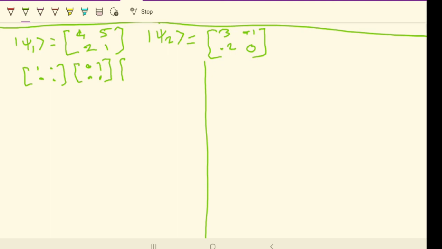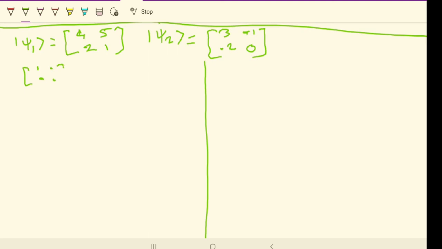Okay, now can I use the same matrix representation for these vectors? These are vectors, and I'm going to represent them in matrix forms. So what are the bases for these 2x2 matrices? We have seen that the 2x2 matrix space is 4 dimensional. So I need to have 4 basis vectors.